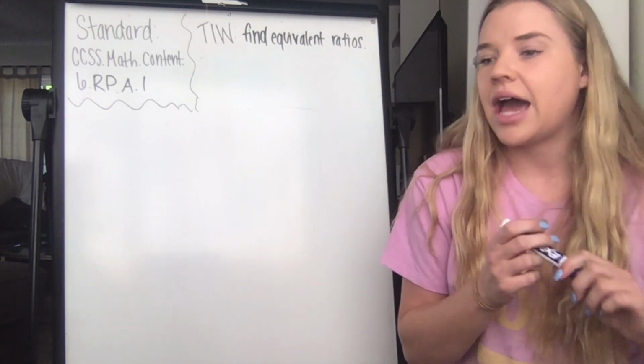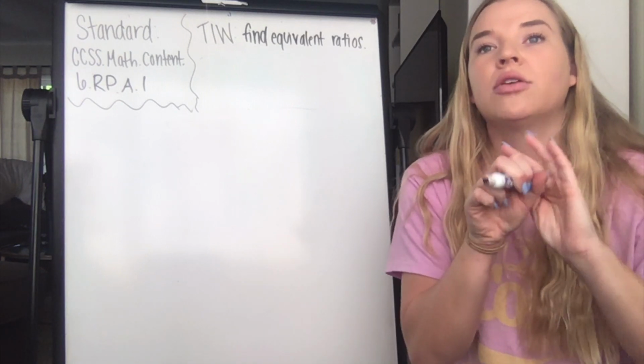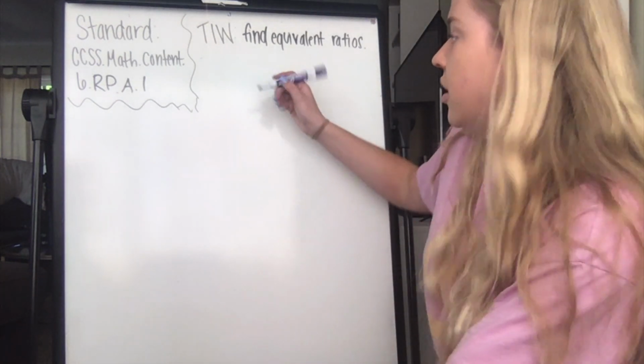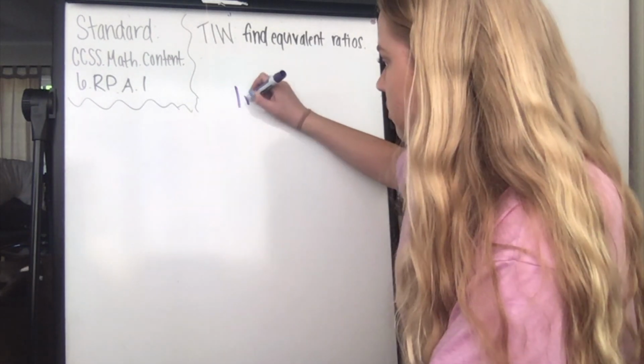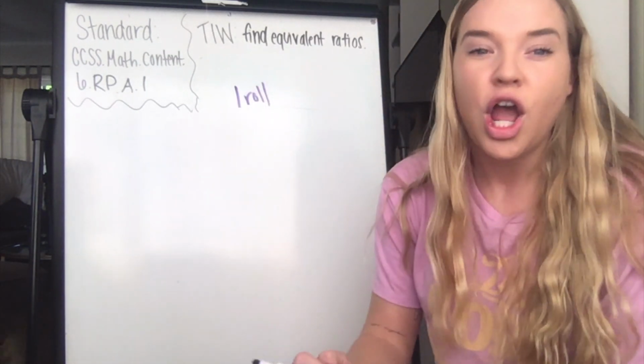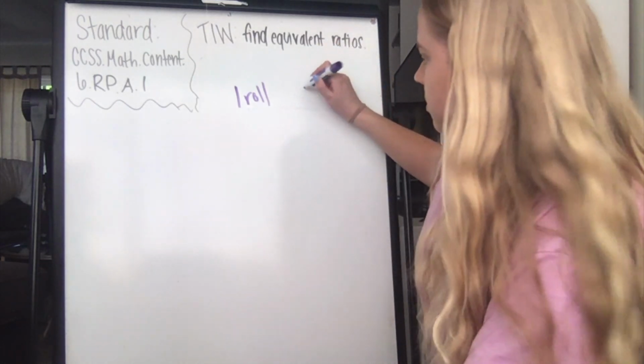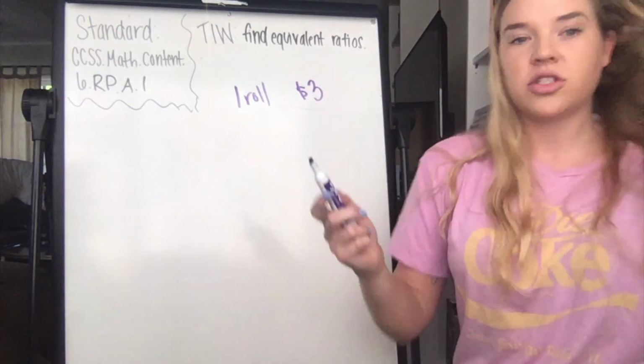And let's say that one roll of toilet paper, let's just stick with a theme here, one roll of toilet paper costs, this is outrageous, $3. One roll of toilet paper costs $3.